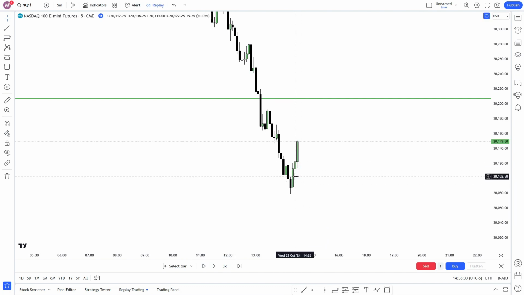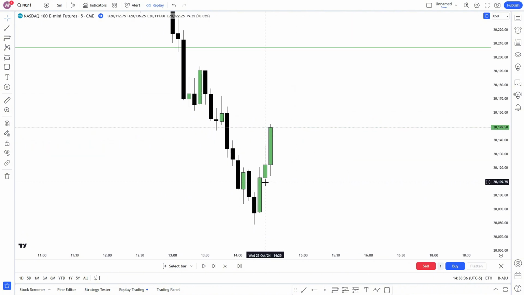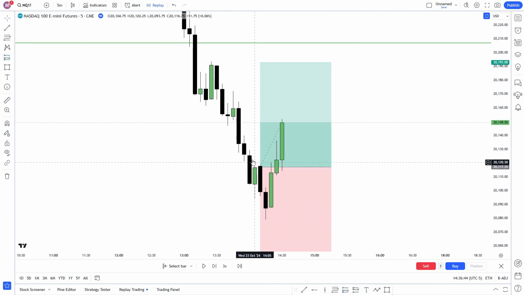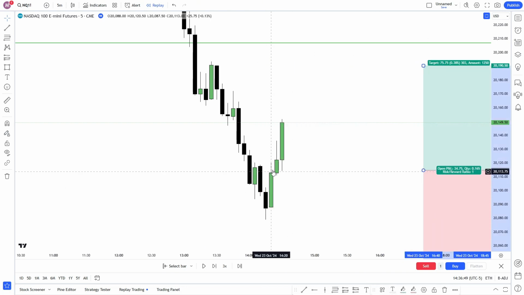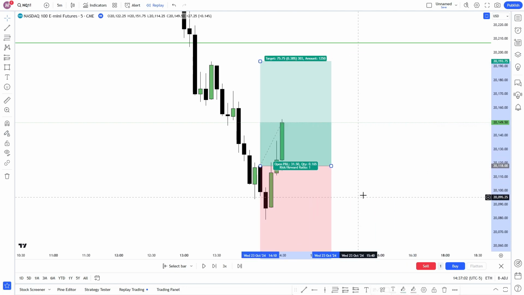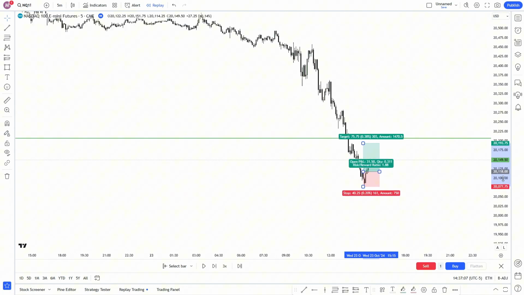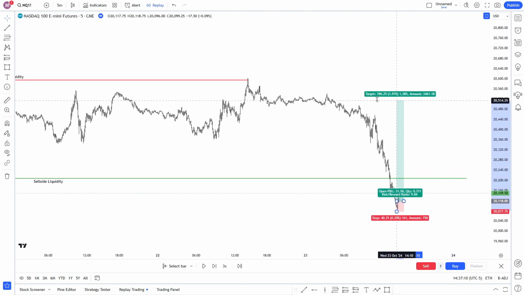You see that? There's our displacement, and I would have been long right here. As soon as we went above these two consecutive down close candles and closed above it, you see on this candle right here, we closed above it, and in this candle here to the right of it, on the retest of that bullish order block opening price, I would have entered right there. So that would have been my entry, stop loss at the swing low, and I'll be looking to target the buy side liquidity right there.